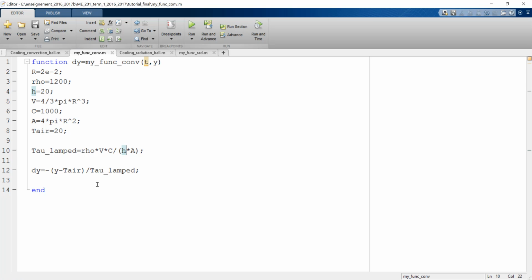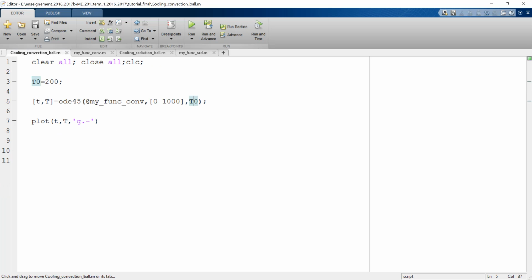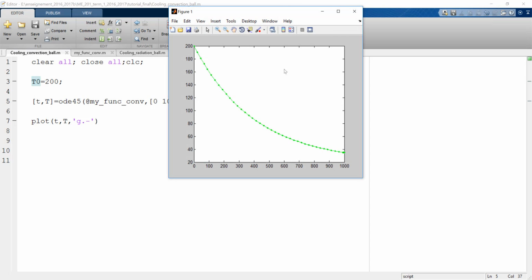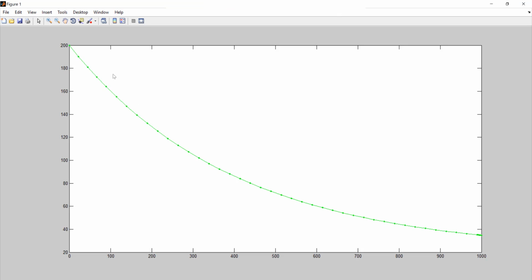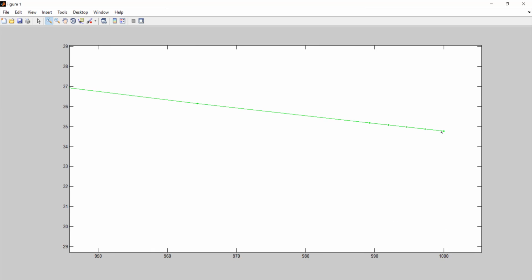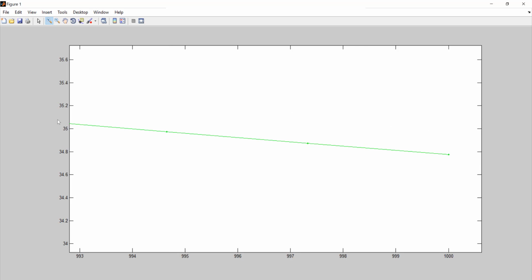So this is the structure. It's very simple. It's very easy. If you run your script now, at time t equal to 1000, you have a temperature of maybe around 40. I can zoom here. Okay. So at this time you have mainly about 34.8 or 35 Celsius.